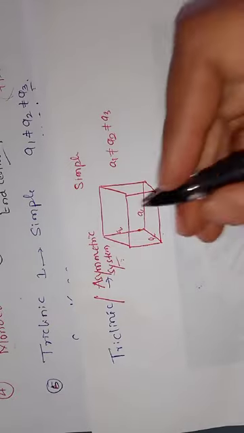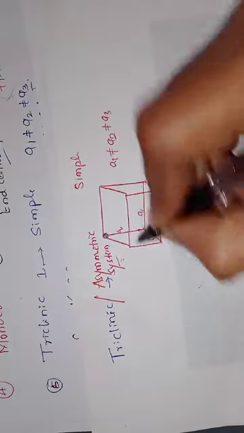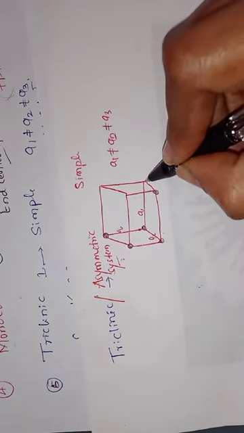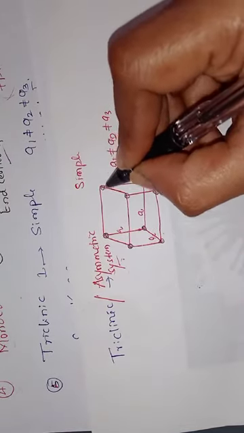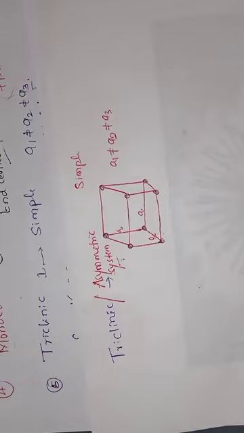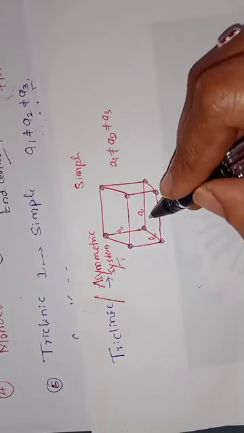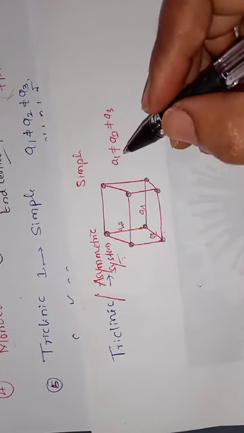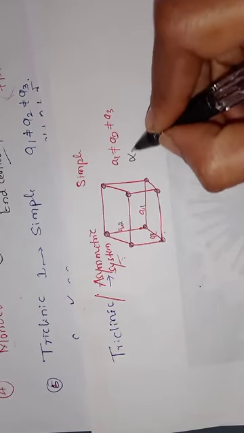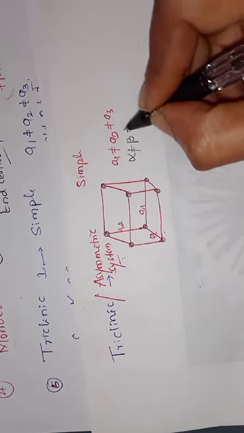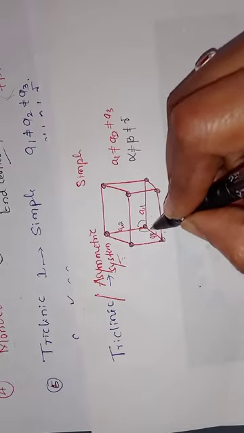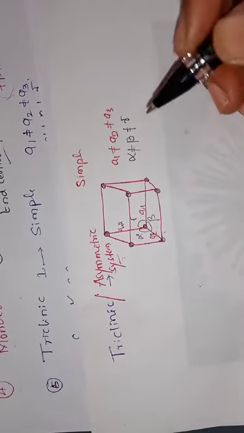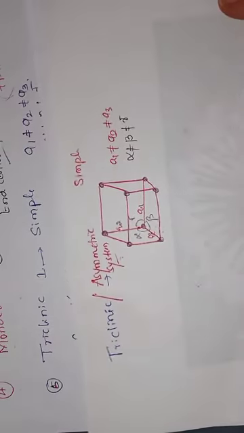Where are the particles or atoms arranged? The atoms are arranged at the corners of this unit cell. Here there are 8 atoms. The axes A1, A2, A3 are not equal, and the angles between them are also not equal. Alpha is not equal to beta, which is not equal to gamma. These are the angles: alpha, gamma and beta. This is all about the triclinic crystal system.